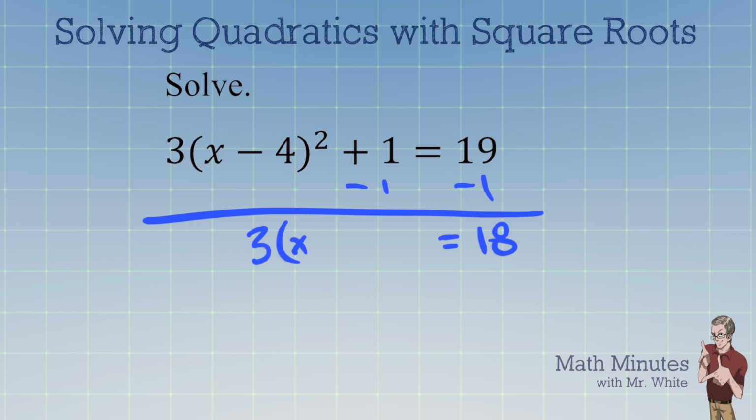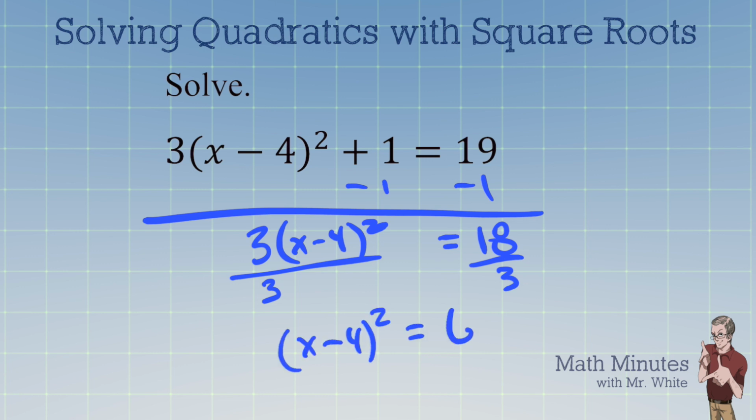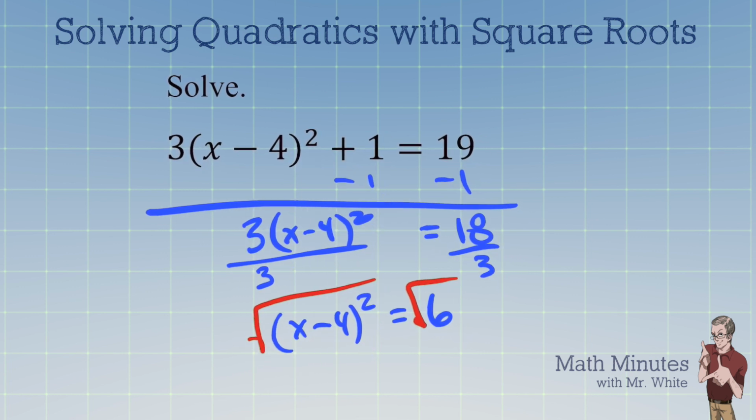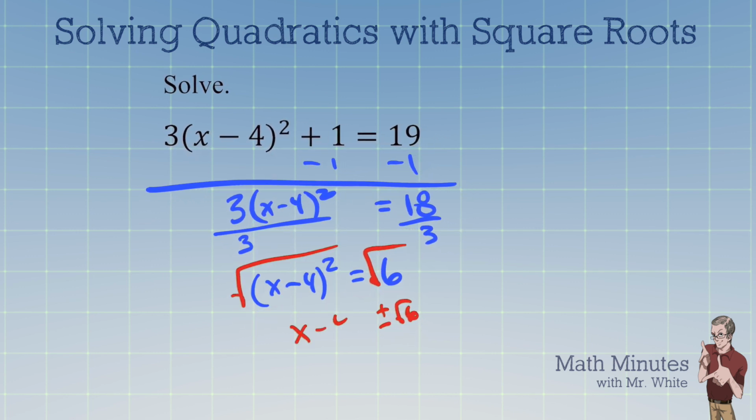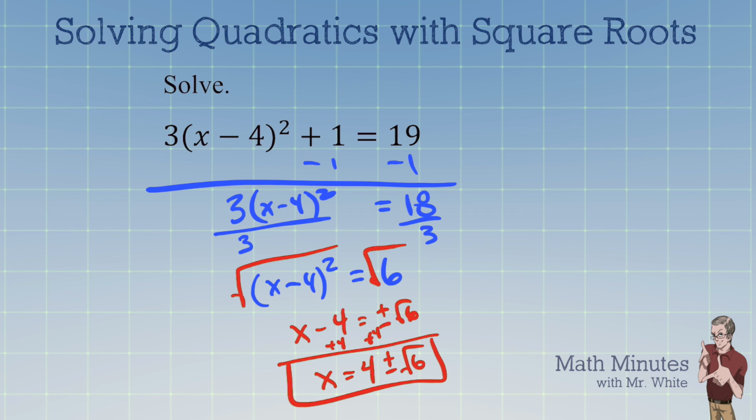3 times the quantity (x - 4), that quantity squared. All right, we now can divide by 3 on both sides, and we get the quantity (x - 4) squared equals 6. Now what do we do? Well, of course, we square root both sides, and out pops plus or minus radical 6, and we have x - 4 left over on the left side. We simply add 4 on both sides, and we get x equals 4 plus or minus the square root of 6, and that can't be simplified, so that is simply our answer.